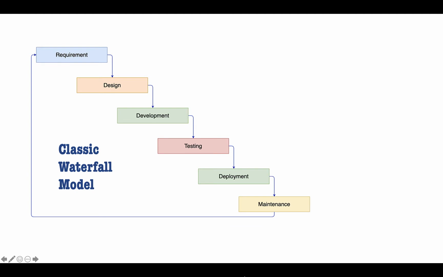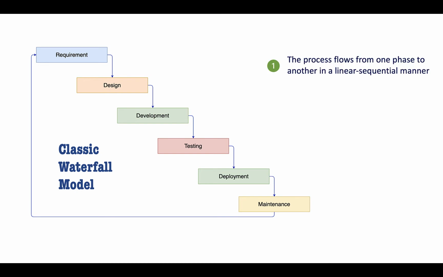So in the classical waterfall model, we have divided the total development into multiple phases. These can be phases, for example, from the requirement to the maintenance phases. So here there are 6 phases. And the main thing about this waterfall model is the process flows from one phase to another in a linear or sequential manner. So what is a linear or sequential manner? Linear or sequential manner means that the flow happens from one phase to another phase one at a time.